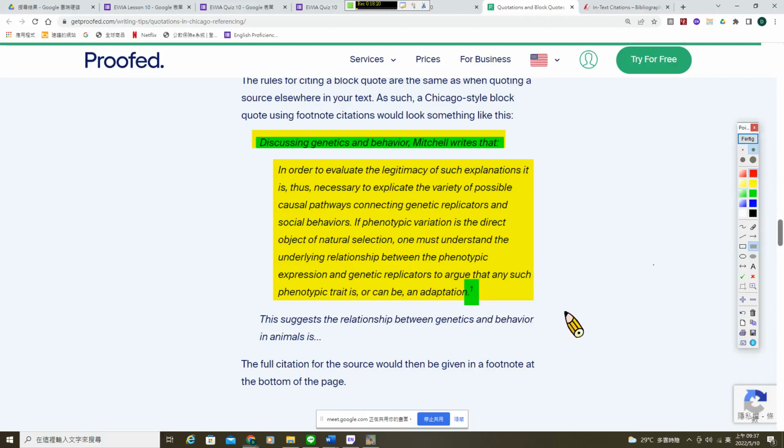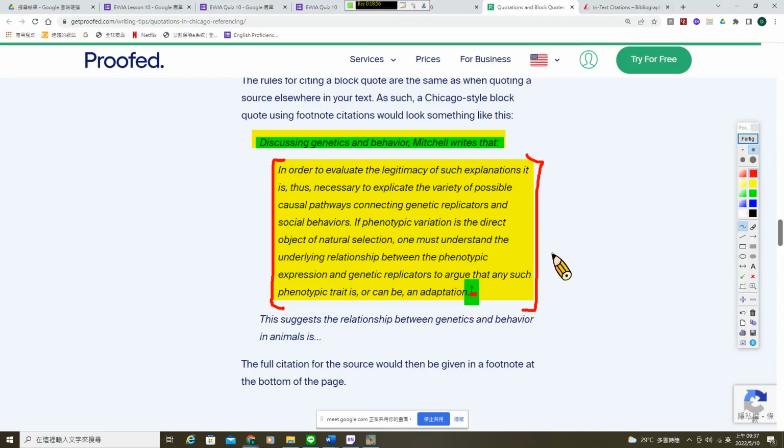And be careful. You have to put the note number at the end of the block quotation. And the block quotation here has to be indented and aligned here. So this is a block quotation, and you put the number here. Basically, all the words written here are the exact writing from the author. So this is the block quotation.